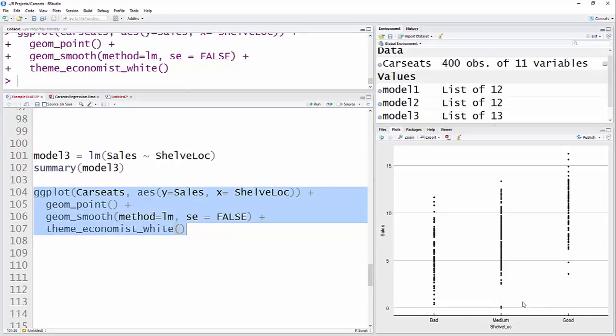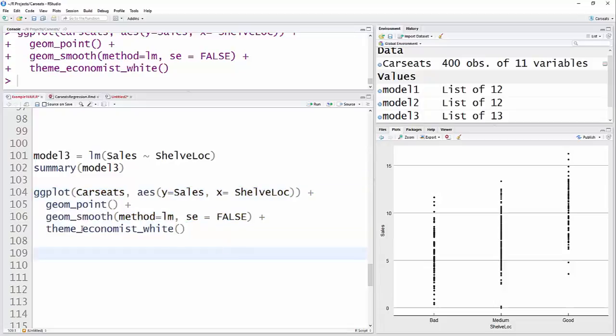And there you can see basically a dot plot. It is a scatter plot, but we only have 3 levels for our shelf location, going from bad to medium to good. And you can see that that would be a linear relationship. I thought that would put a line in here, but it doesn't look like it did.